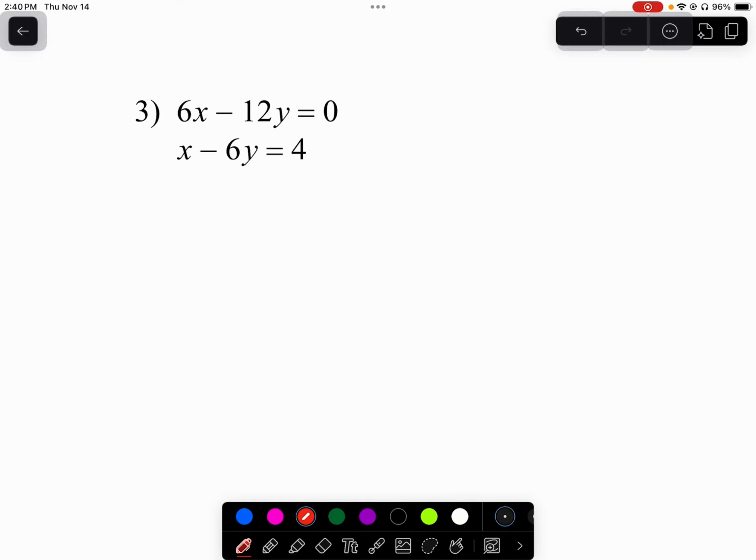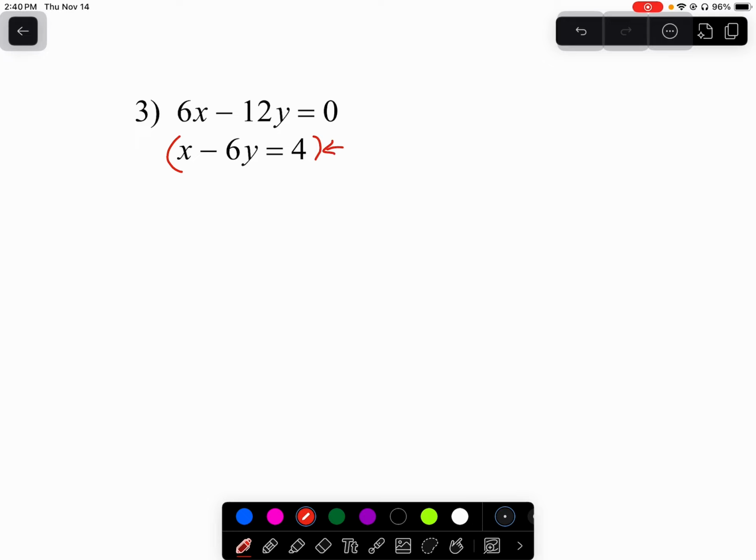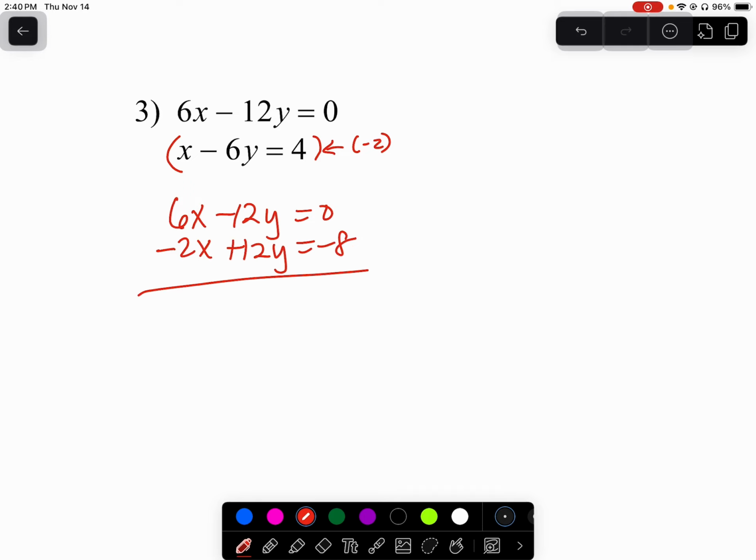I notice that the y's again are very close, just they're off by a multiple of 2. This time I'm going to multiply this equation through by negative 2 so that I can change it to be 12, but the opposite sign. I need it to be a positive 12. So I'm going to get a negative 2x plus 12y equals negative 8. I get 4x, y's go away, equals negative 8. So x equals negative 2.